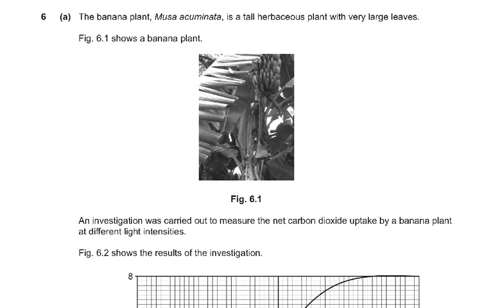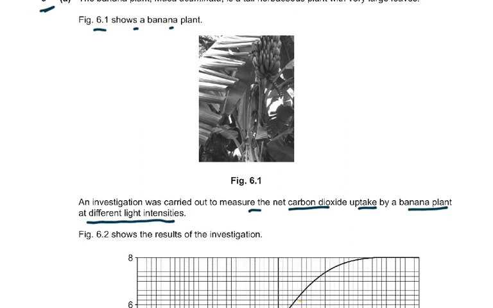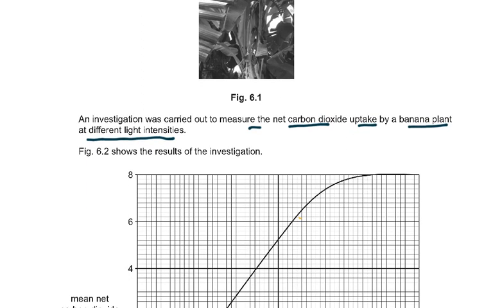Now coming to question number 6. A part, the banana plant, Musa cuminata, is a tall herbaceous plant with very large leaves. Figure 6.1 shows a banana plant. I'm sure you've seen one. We have a lot of them growing here in Lahore, Pakistan. An investigation was carried out to measure the net carbon dioxide uptake by a banana plant at different light intensities. So immediately you know this is a question on the chapter on photosynthesis. Figure 6.2 shows the results of the investigation.